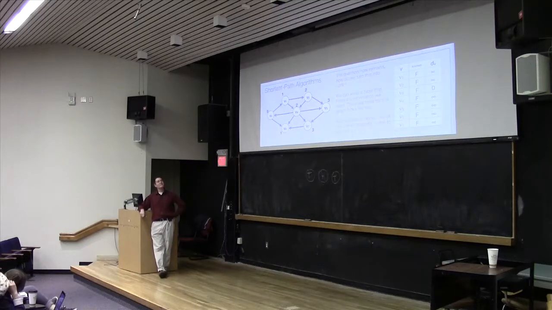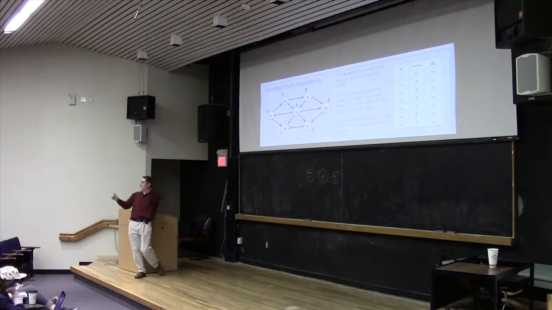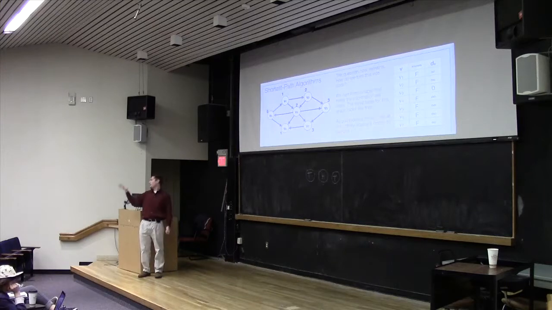Well, I'm going to mark them as known or unknown. In other words, false if they are not known yet, true if they are known. And then I'm going to list the distances. I'm going to start with labeling everything but the start with infinity distance, because that just means that we don't know what it is yet.